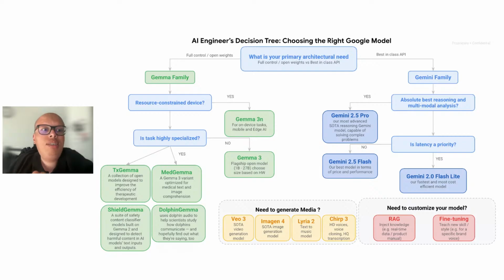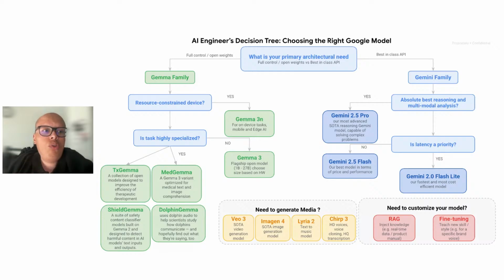If we are in the Gemma family, one question you could ask yourself is, what is my target hardware? Am I deploying to a private or public cloud, or to a resource-constrained device such as a mobile phone? If that is the case, then Gemma 3n is the right answer, because it is optimized for on-device tasks, for mobile and for edge AI as well.